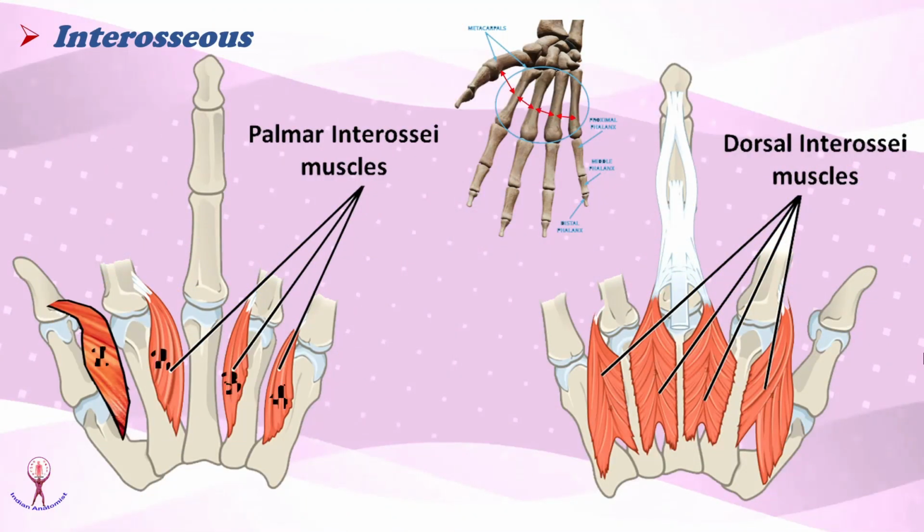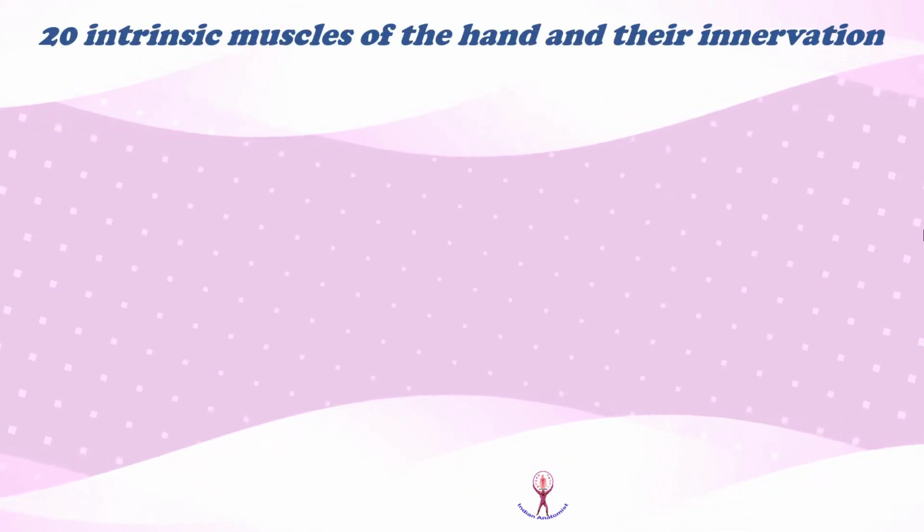In addition to these functions, the palmar and dorsal interossei also aid the lumbricals in flexing the metacarpophalangeal or MCP joints, and extending the interphalangeal or IP joints. Please remember the mnemonic for the action of interossei: PAD means palmar interossei for adduction. DAB, dorsal interossei for abduction. Dear medicos, we have now named all 20 intrinsic muscles of the hand.